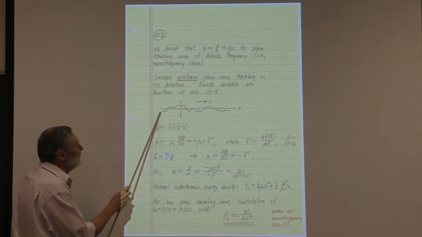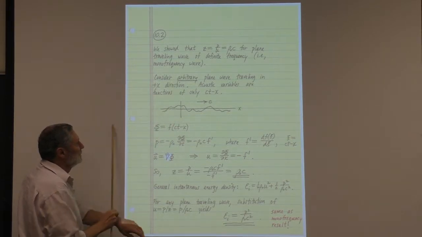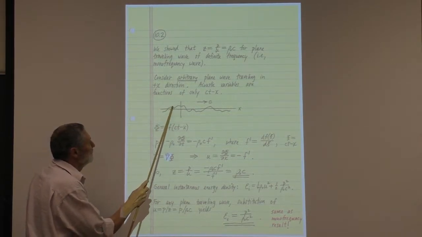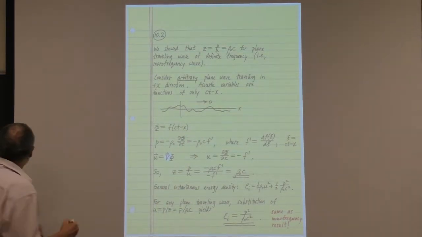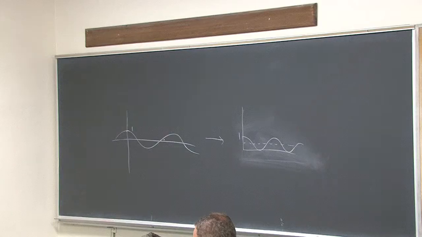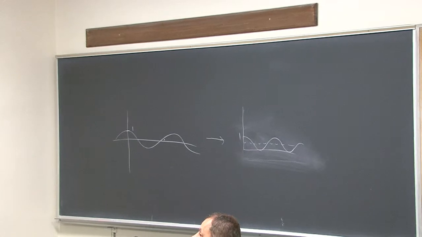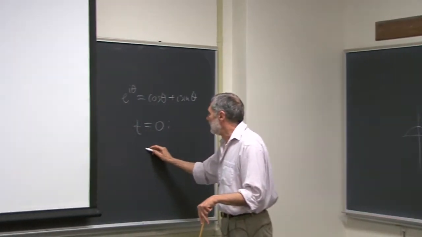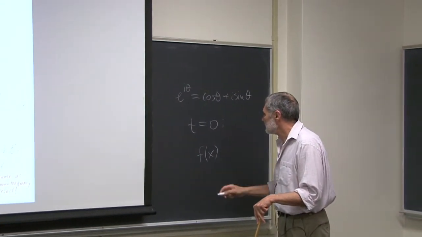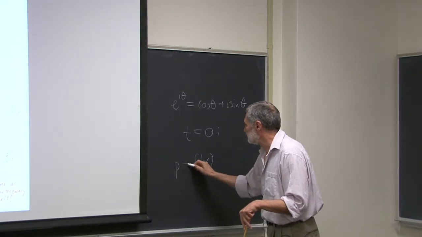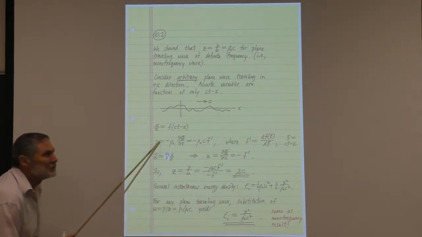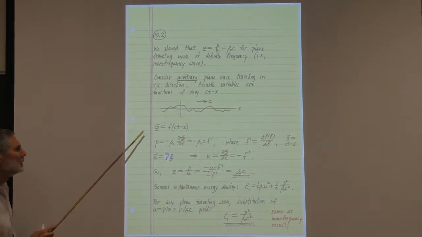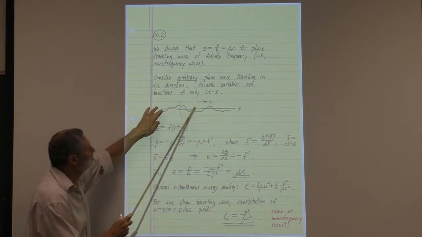So let's say, I think the best way to do this is, suppose this is some function of x. Let's just assume for right now, and let's set t equal to 0. Let's freeze this at time t equals 0, and let this, you can think of this as the pressure at time t equals 0, be some function of x here.